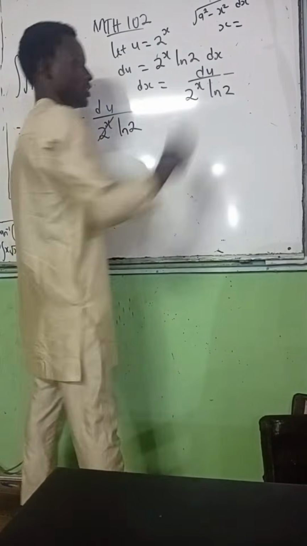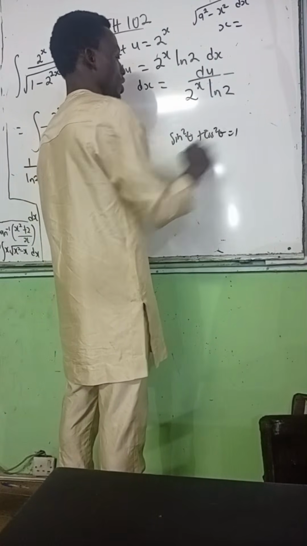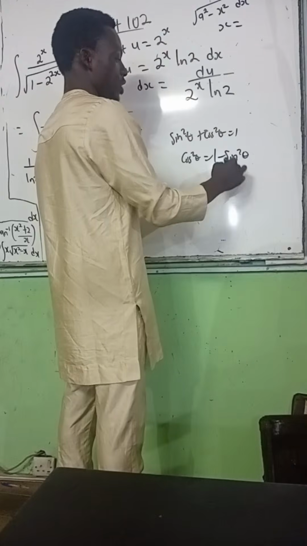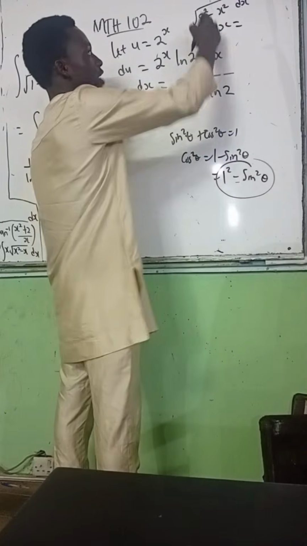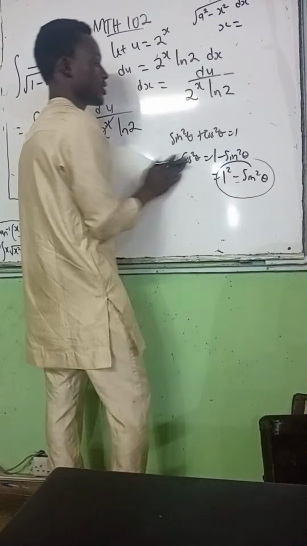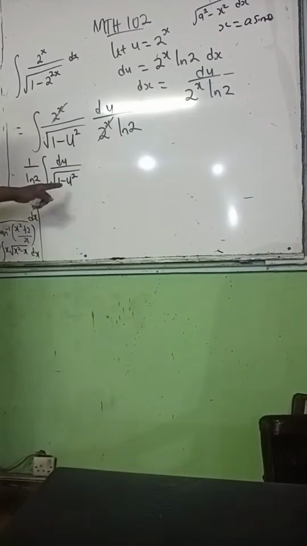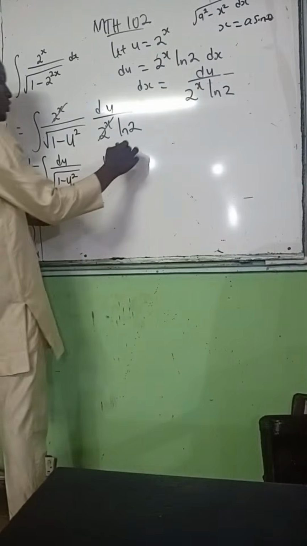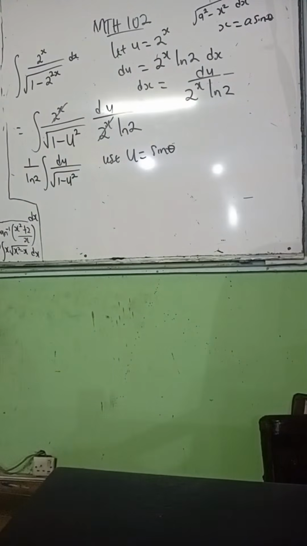Yeah, it's sine. Using sine square theta plus cos square theta equals 1, we have cos square theta equals 1 minus sine square theta, that's 1 square minus sine square theta. So which looks like this. Just assume that our x is sine theta, so we are using x equals a sine theta. But here our a is 1, and we are dealing with u. Our u will now be a sine theta, that's 1 sine theta. So we are using u equals sine theta, trigonometric substitution.